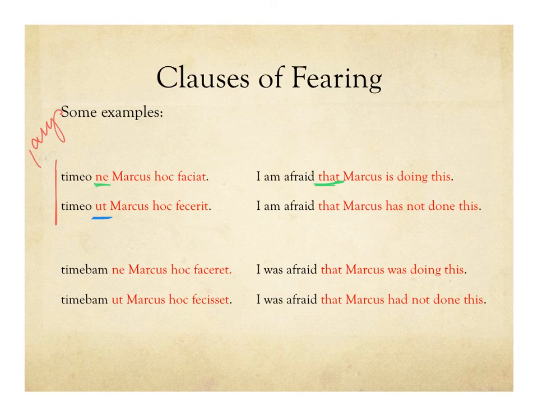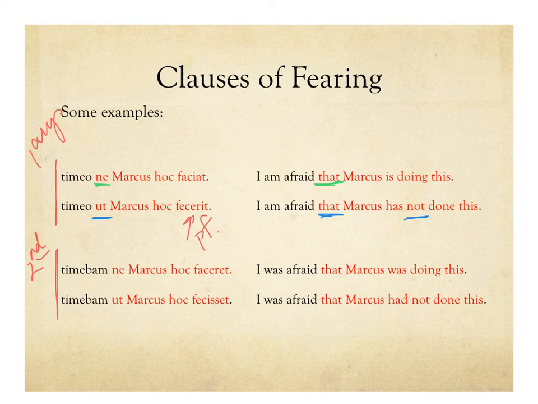So here you can see I'm using this perfect subjunctive to show action that happened prior. I am afraid that Marcus has not done this. Right? So ut, that Marcus has not done this. Ut Marcus hoc fecerit. So there's no word that means no. You can see that. You just know because it's a fear clause and you have ut that we're going to make it negative. Okay? So likewise, you can see here I have some in secondary sequence.